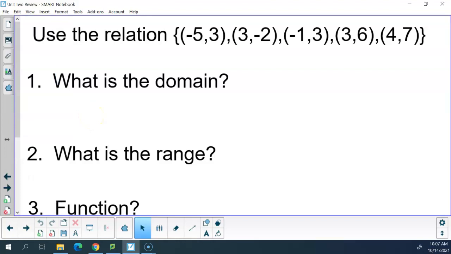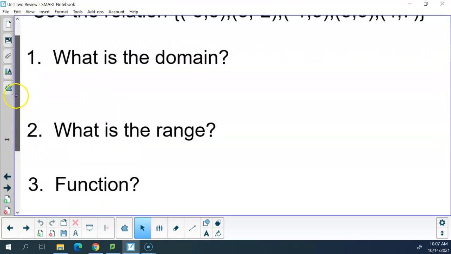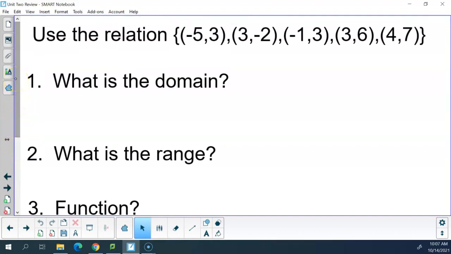Okay, and it's on some of the topics of what the test is going to be on, things that you should know. So here's the first one. We're going to use the relation (-5, 3), (3, -2), (-1, 3), (3, 6), and (4, 7) as our relation. I want to know what the domain is. What would the domain be?